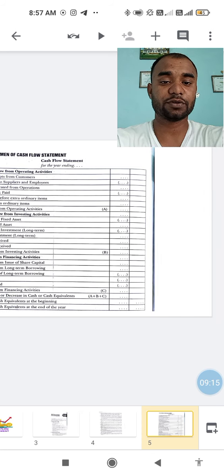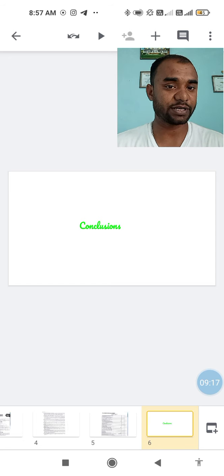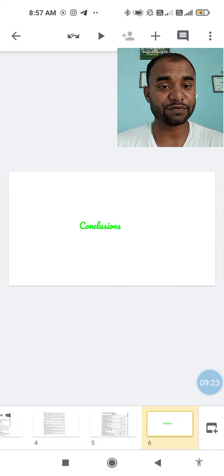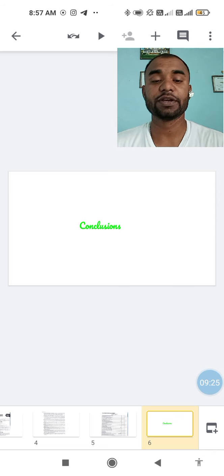So to conclude what I've said: what is a cash flow statement? A statement that depicts the position of cash and cash equivalents. Then we've studied the features, and we also discussed the importance of the cash flow statement.